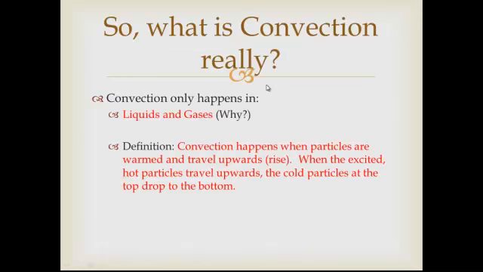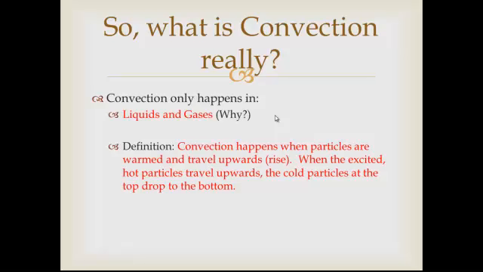So really, what is convection? Convection, as we know, only happens in liquids and gases. This is due to the fact that in a solid, the particles are so dense and so tightly packed that there isn't much room for movement, so convection cannot happen. As you can see, the definition of convection is that convection occurs when particles are warmed up in liquids and gases, and they travel upwards, so they experience a rise.